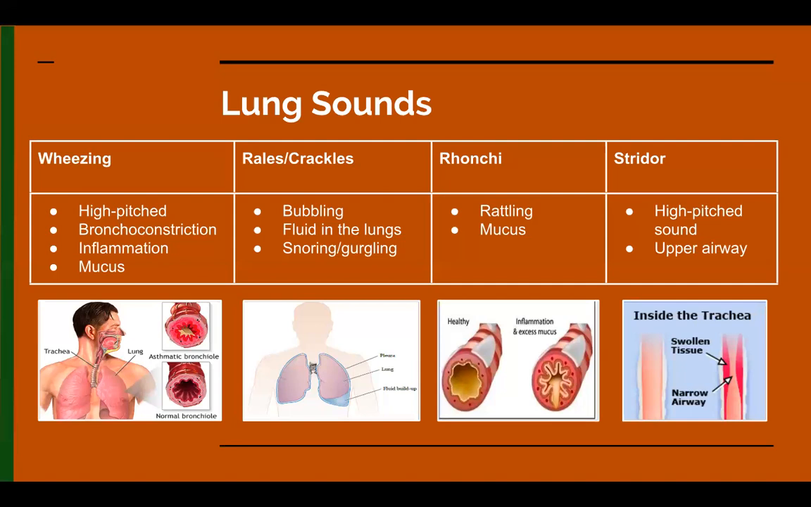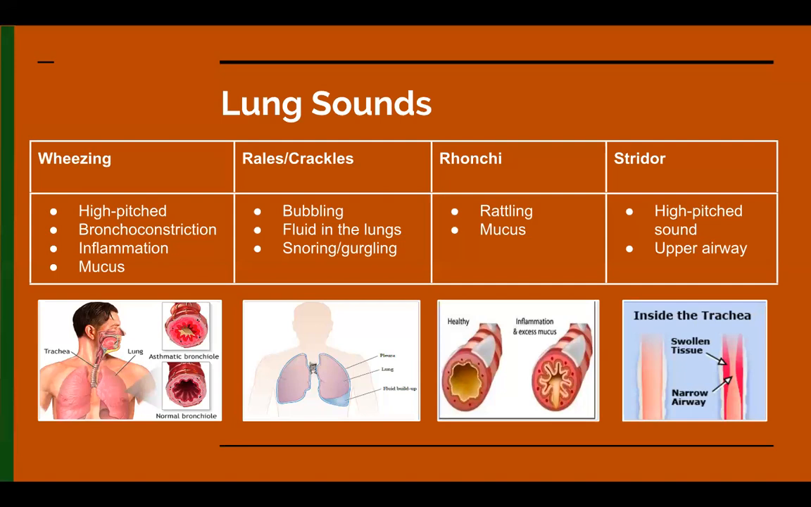Bronchi, so that's like the rattling sound, and I know the descriptions aren't doing a good job of teaching you what these sounds are, and you'll see in the next slide how I'll go about teaching that. So that's typically when there's excess mucus in the lungs. You can see in the picture it's inflamed and there's excess mucus. So that can be an indication of a lot of things. So COPD, pneumonia, bronchitis, aspiration.